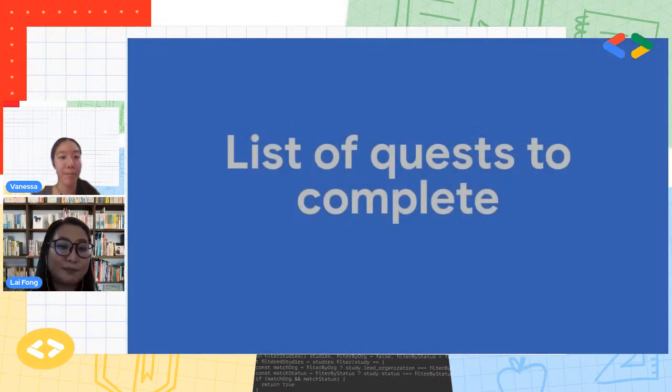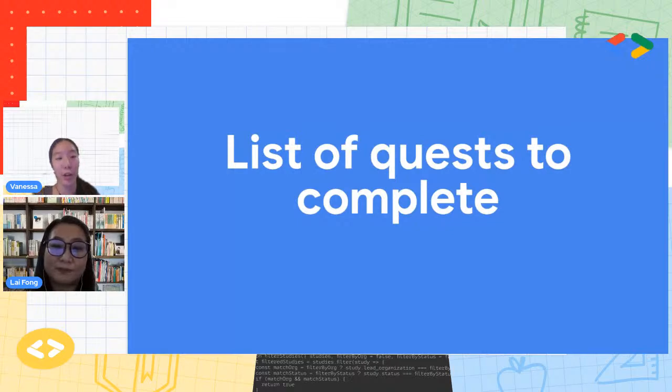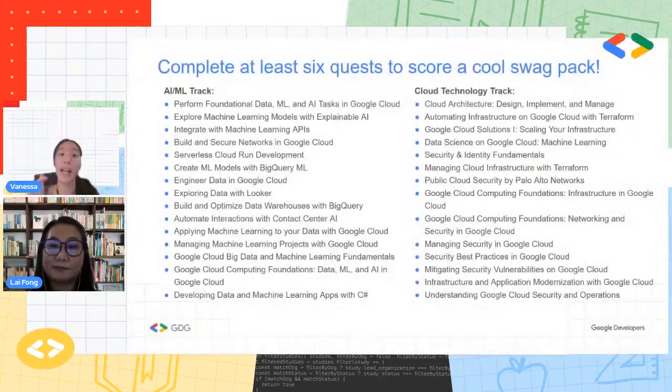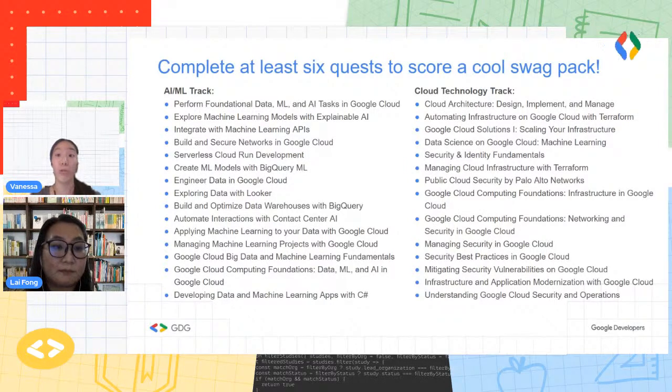This is the list of quests to complete. You can complete at least 6 quests to score a cool swag pack, and there are tracks: the AI ML track, the cloud technology track, and so many quests that you can go through and complete within this month. If you complete 6 quests by 26 June, you're able to score the cool swag pack that we shared just now. That's a very good challenge for you all to try out.